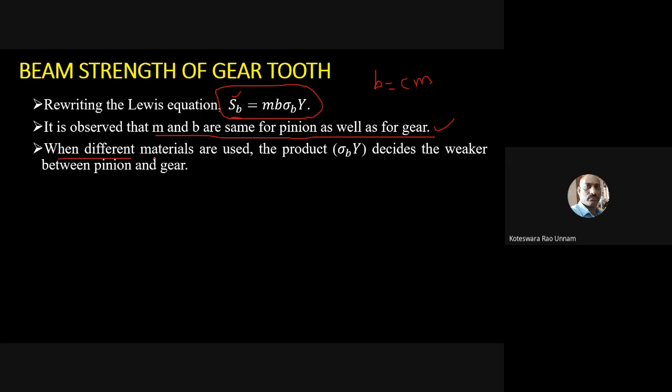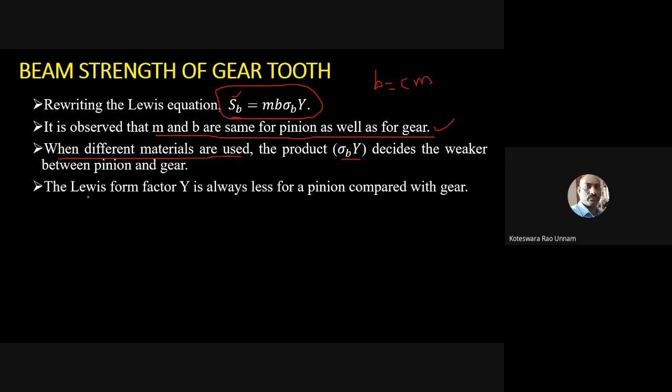Then when different materials are used, the product of σ_b into Y decides the weaker between the pinion and gear. The Lewis form factor is always less for the pinion compared with the gear. Why is it less? I said earlier, Y is proportional to the number of teeth. If teeth are more, Y is going to be more. Y is proportional, not inversely proportional.